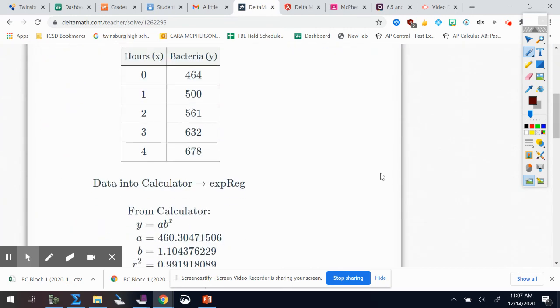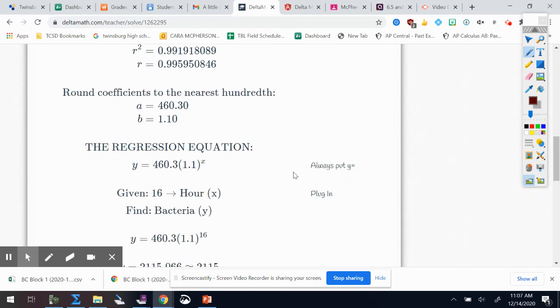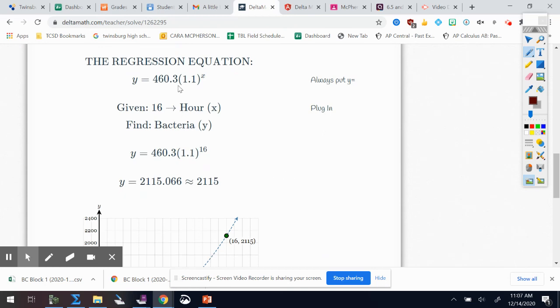Those are really fast on Delta Math because it will do all of the entering in the table for you. It'll put it into the calculator. Your job is to make sure you write the equation correctly. You can put it in parentheses if you'd like, and then use your calculator to do the last approximation. And that is the end of the topic. So we've got all the applications done in this video.